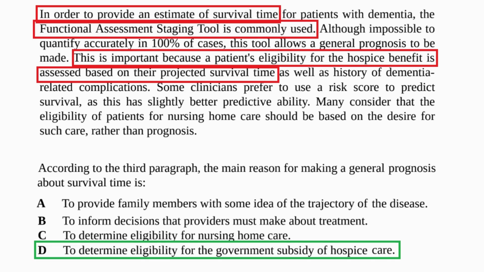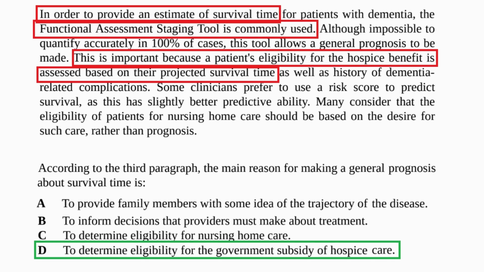Option A. To provide family members with some idea of the trajectory of the disease. This option is not explicitly mentioned in the paragraph. While it's important for family members to understand the disease trajectory, the main focus of the paragraph is on eligibility for hospice benefit and nursing home care, not specifically on informing family members. Option B. To inform decisions that providers must make about treatment. The paragraph does not mention that the primary purpose of the general prognosis is to inform treatment decisions for healthcare providers. It focuses more on eligibility for hospice benefit and nursing home care.